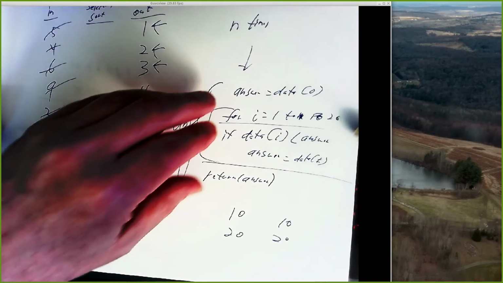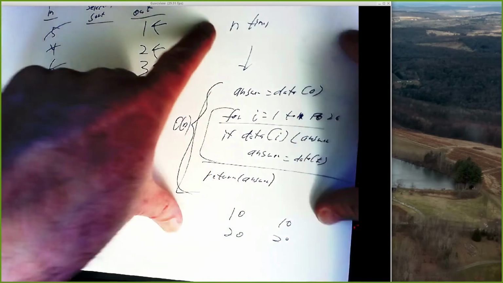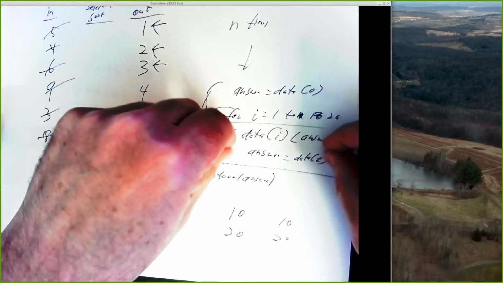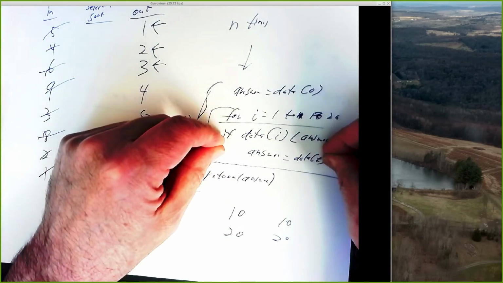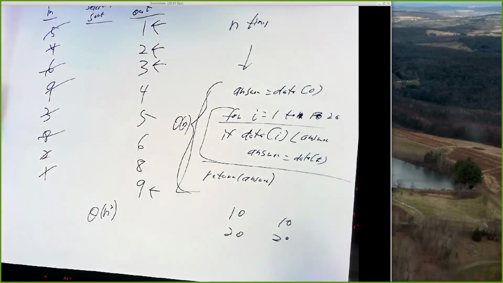So if it takes 10 iterations to find the smallest number in a list, and I have to do that 10 times, I'm going to do this inner part 10 times 10, which is 100 times. That's where the n squared is. Okay.